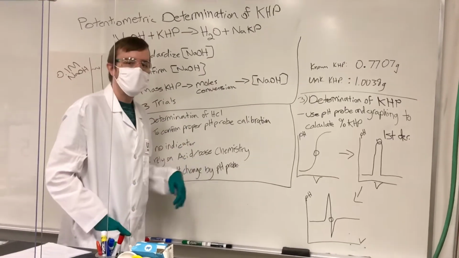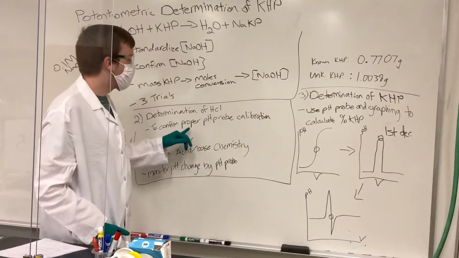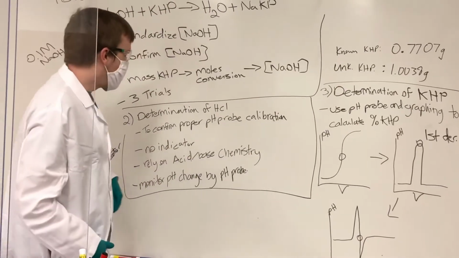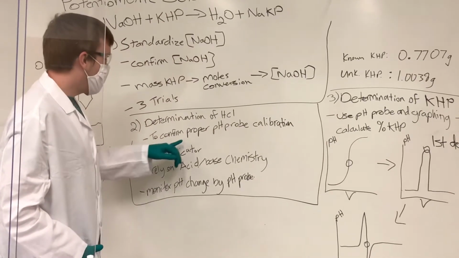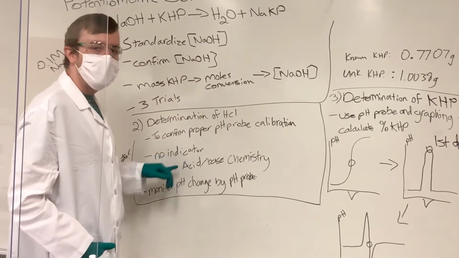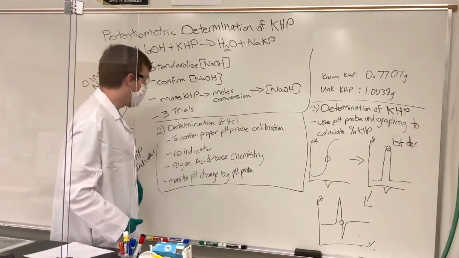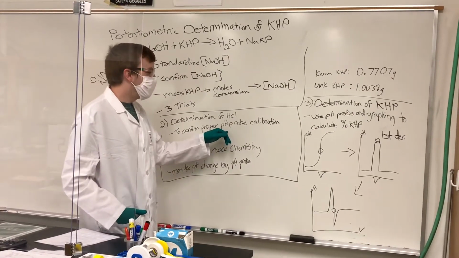You're also going to be running a determination of hydrochloric acid experiment. This is to confirm the proper pH probe calibration, which we will also show you how to calibrate in this video. Previously we've used an indicator, but now we're not going to be using an indicator because we're going to be using a pH probe to do our acid-base chemistry.